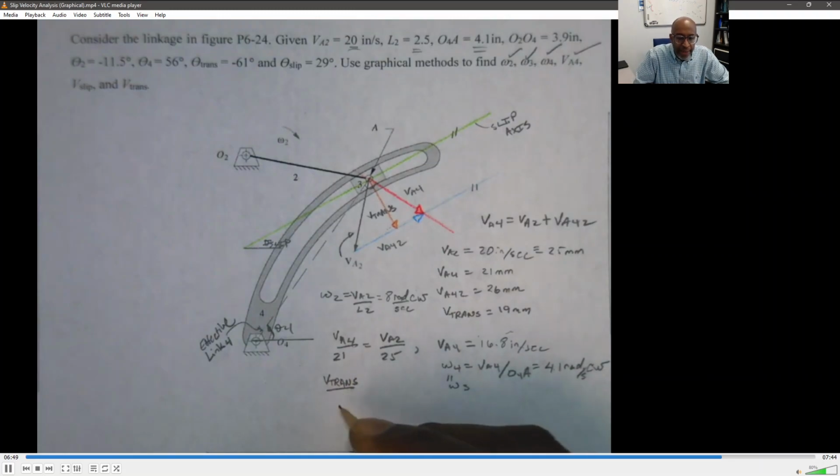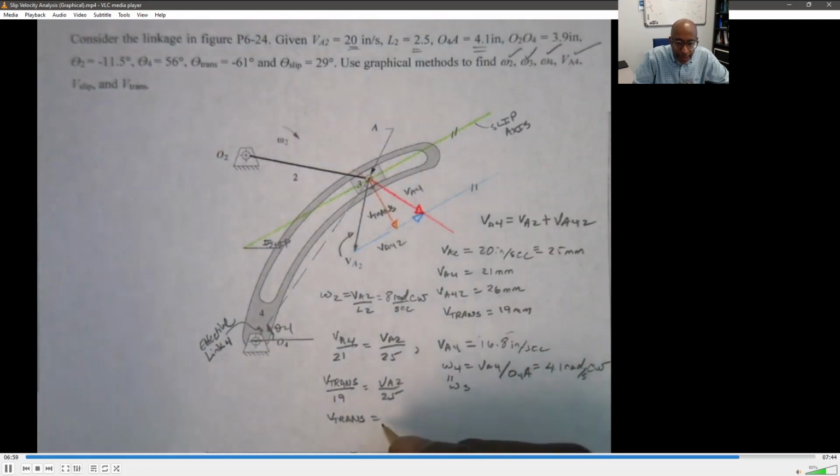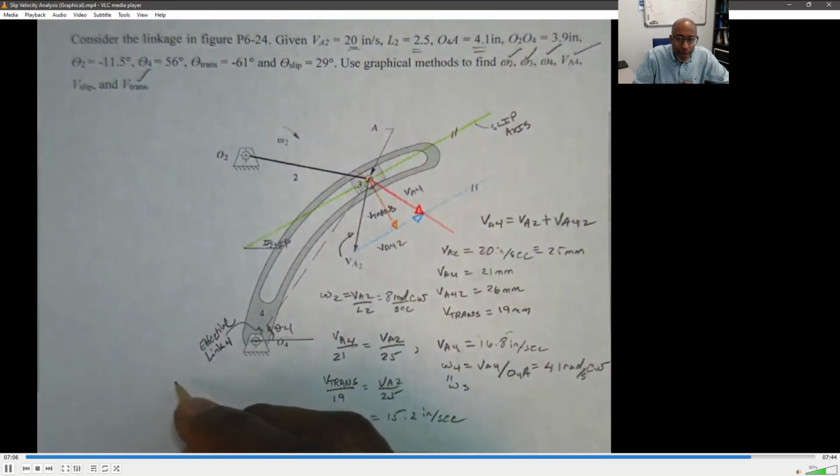Now for V-trans. V-trans was 19 millimeters long. VA2 is 25 millimeters long. It's our known. And so V-trans is going to be equal to 20 inches per second divided by 25 times 19, or 15.2 inches per second. So we have our V-trans.